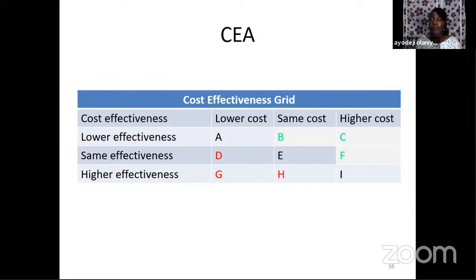But from this table, you can see B. B has same cost and lower effectiveness compared to what you're using. Same cost but lower effectiveness. Why would you choose something of lower effectiveness when it will still give you the same cost? So it's not desirable. Then we have C, higher cost, lower effectiveness, not desirable. Then we have F, higher cost and same effectiveness. That too is not desirable. So all the ones in green, the B, C, and F, they are not desirable.